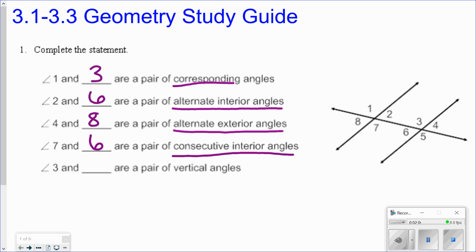And then finally, angle 3 and angle blank are a pair of vertical angles. So angle 3 is here. Remember, vertical angles, if we have a cross, vertical angles are opposite of each other. So that would mean angle 5 would be the pair of vertical angles.